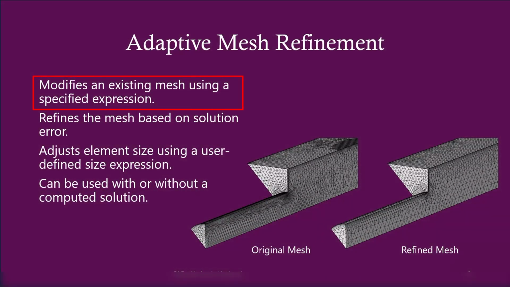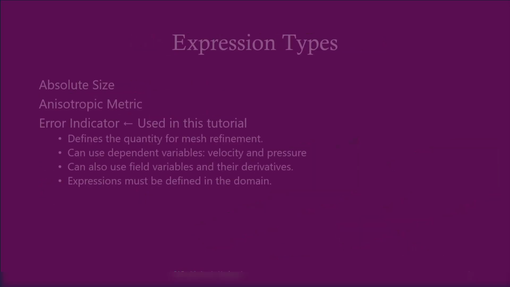The adapt mesh operation modifies an existing mesh based on a specified expression. Most commonly, it refines the mesh using error information from a previously computed solution, making it a key component of adaptive mesh refinement. It can also be used without a solution by adjusting the element size according to a user-defined size expression. This allows you to control the mesh distribution based on your own criteria, rather than solution errors.